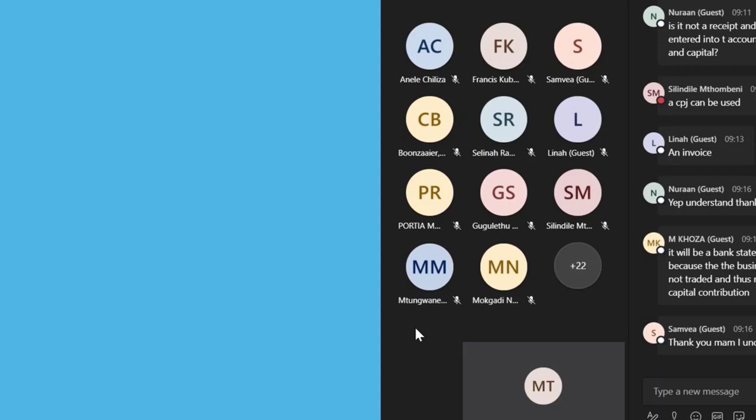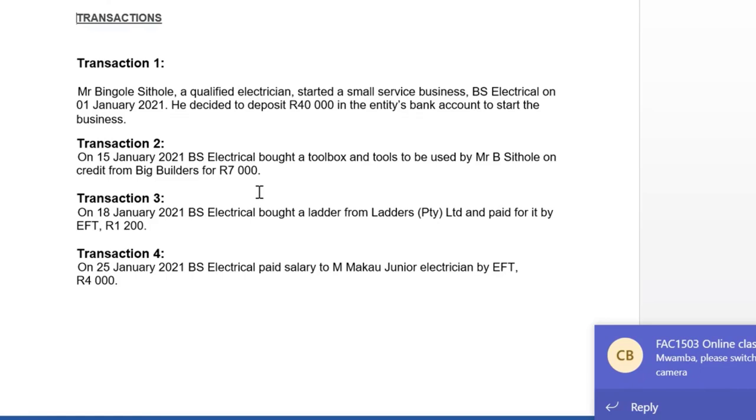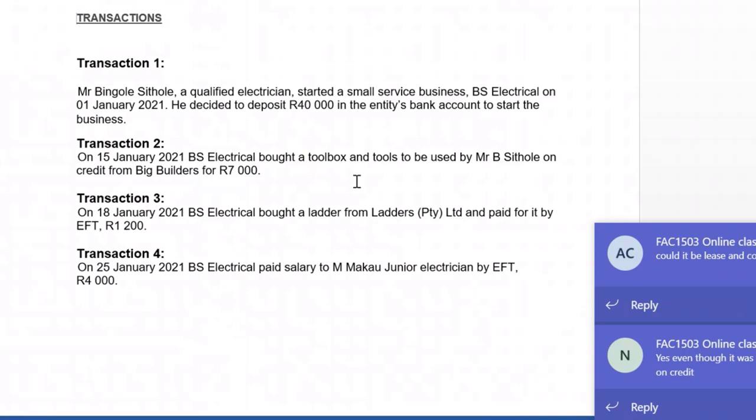So basically, I'm going to read that transaction again. On the 15th of January 2021, BS Electrical bought a toolbox and tools to be used by B. Sithole on credit from Big Builders for 7,000. Do you agree with Francis that the source document that will be used there is a receipt? Do you agree, guys? Do you agree with that?